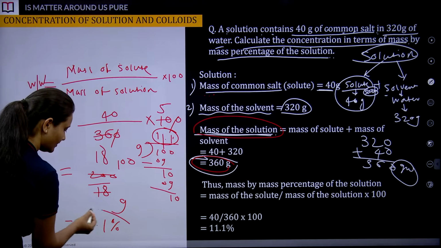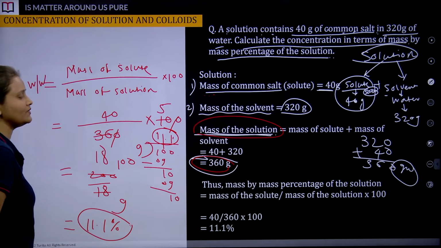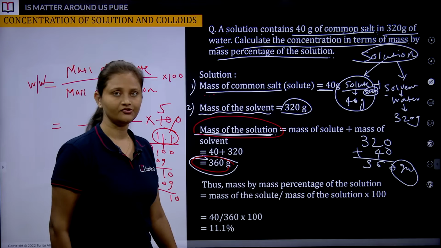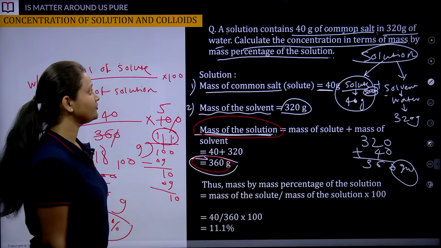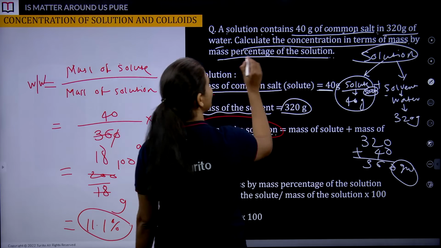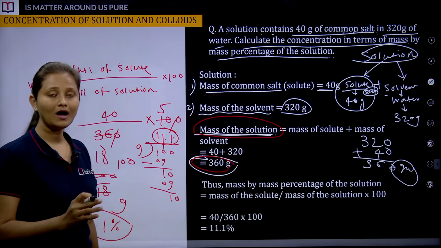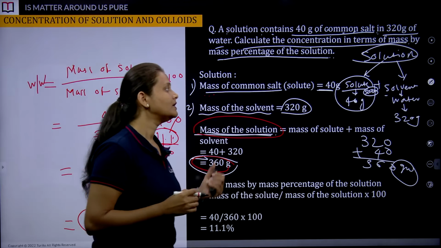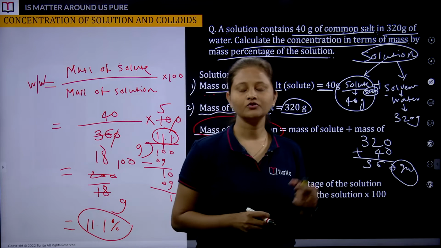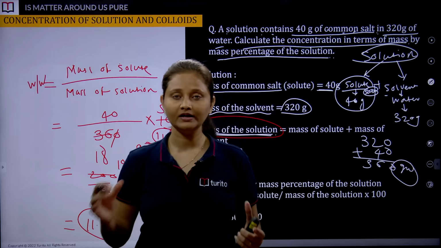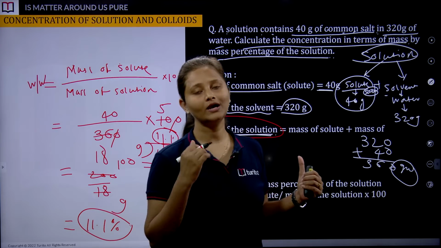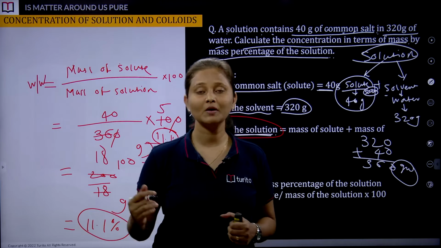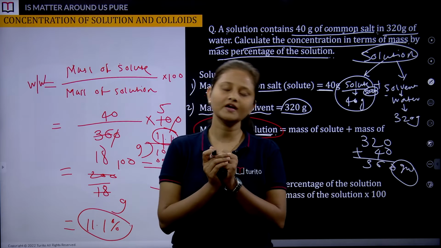Yes, don't forget to write it because this percentage has half mark. So write your complete answer. We are calculating this concentration as percentage. So what is the concentration in terms of mass by mass? It's 11.1 percentage. So what we have done, students, we have taken solute and solvent. Solute 40 gram, solvent 320 gram. They are asking us to calculate W by W percentage, mass by mass percentage. That's the concentration they are asking for.